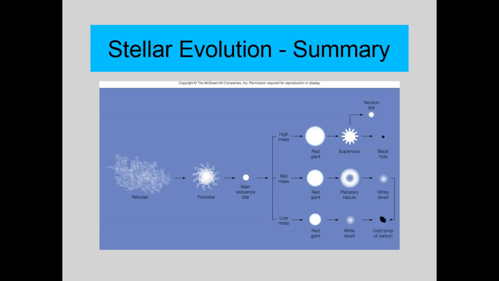Now, the mid-mass stars go to a red giant. Notice these are bigger red giants, and on their collapse, you really see the planetary nebula. There's got to be one here too, but it's not as pronounced. Finally, the gases are blown off. The core becomes a white dwarf, and it goes just to being a cold lump of carbon.